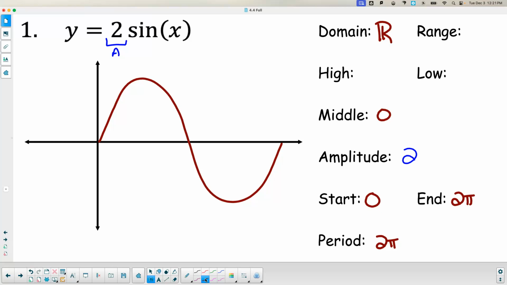Sine curve looks like that. If my amplitude is 2 and my middle is 0, how high up does my graph go? 2? How low does my graph go? -2. Which means my range is -2 to +2.